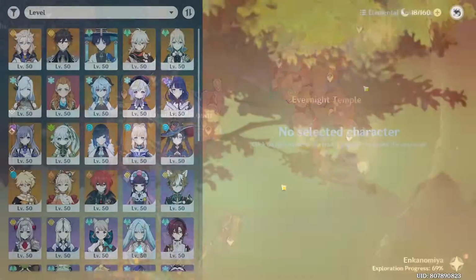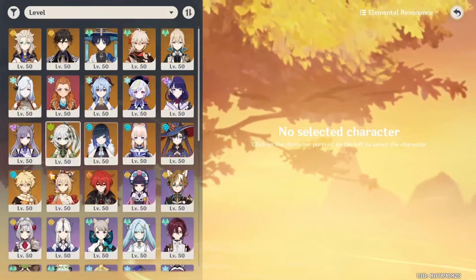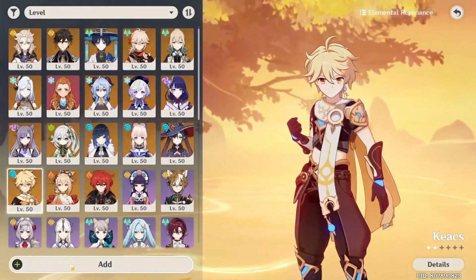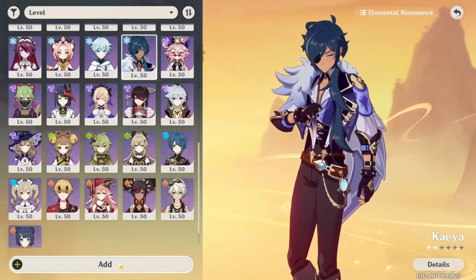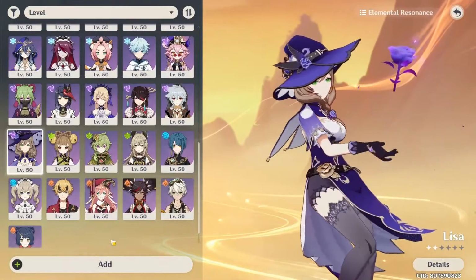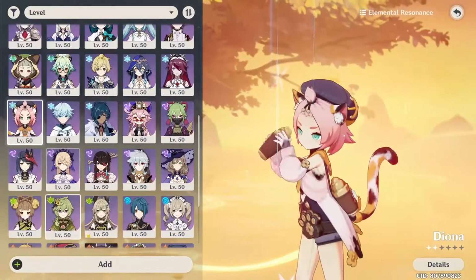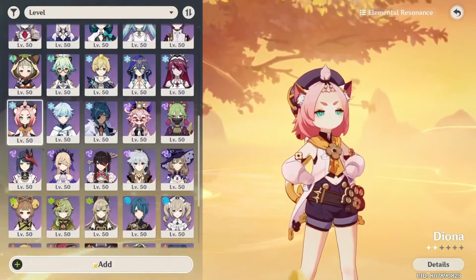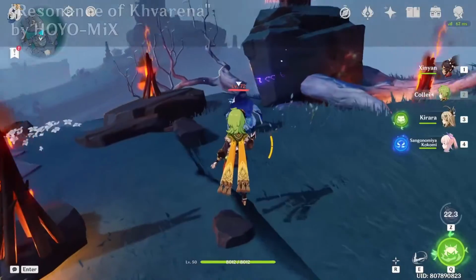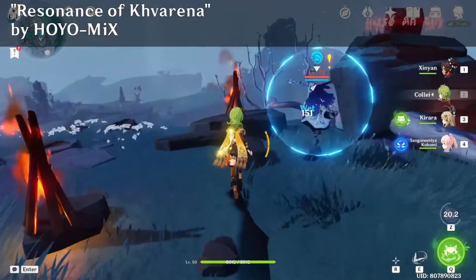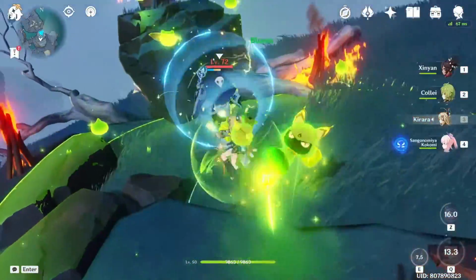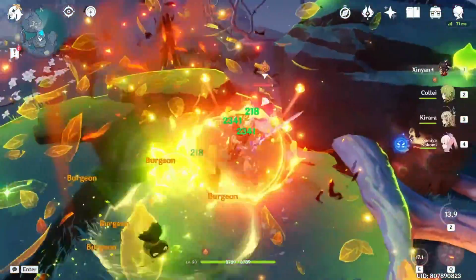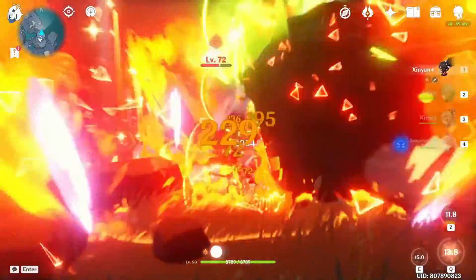The characters I chose for the experiment were the following: Aether, Amber, Kaya, Lisa, and Diona. I chose the starter characters because everyone should have them. Unfortunately, we aren't given a short female model character for free, so I just decided to go with Diona since Amber, Kaya, and Lisa are from Mondstadt.